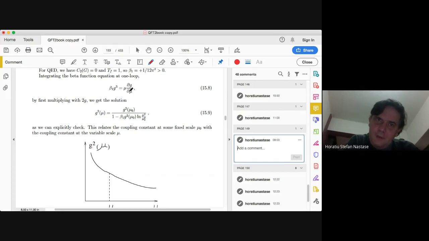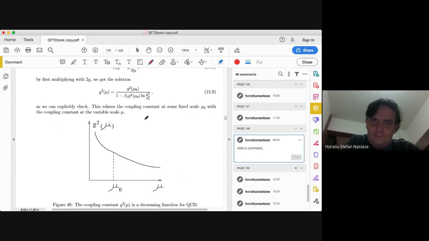So I have mu dG/d mu is beta 1 times G cubed. So I multiply with 2G. Then here I get 2G^4, and here I get the derivative of G squared. Right? So that means that the derivative of G squared with respect to log mu is 2... So then if I put 2 here, I get d log mu squared. So dG squared d log mu squared is beta 1 G squared squared. So the solution of that is that G squared of mu is G squared of mu 0 divided by 1 minus beta 1 G squared of mu 0 times log mu squared over some scale mu 0 squared.